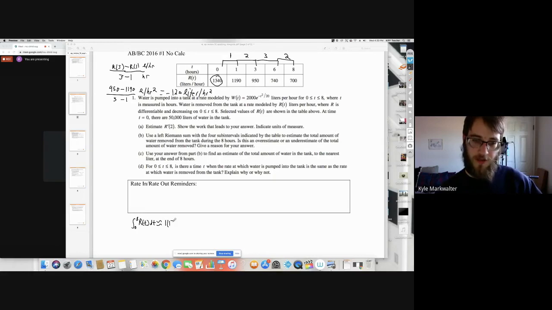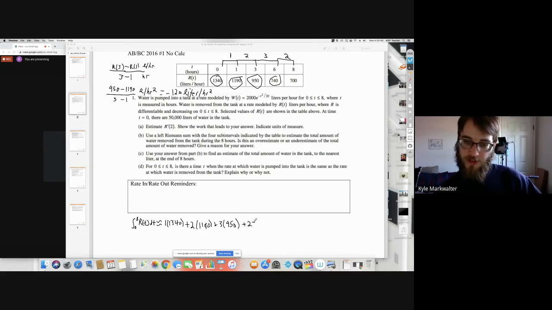So 1 times 1340 plus 2 times 1190, 3 times 950, two times 740. Remember, the units work out for this because 2 would be hours. So we're talking about 2 hours times 740 liters per hour. So 2 hours times liters per hour will give us liters, an amount of water, a volume of water that's leaked out. So here's that. This will give us liters in the end.